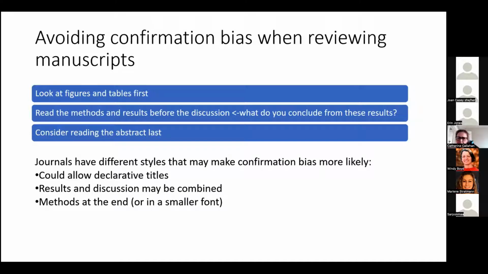There are also different styles that may make confirmation bias more likely, depending on the journal, if they allow for declarative titles, such as smoking causes lung cancer, or combining the results and discussion section, or including the methods at the end or in a smaller font. But you should always try to avoid confirmation bias even with these formatting differences.